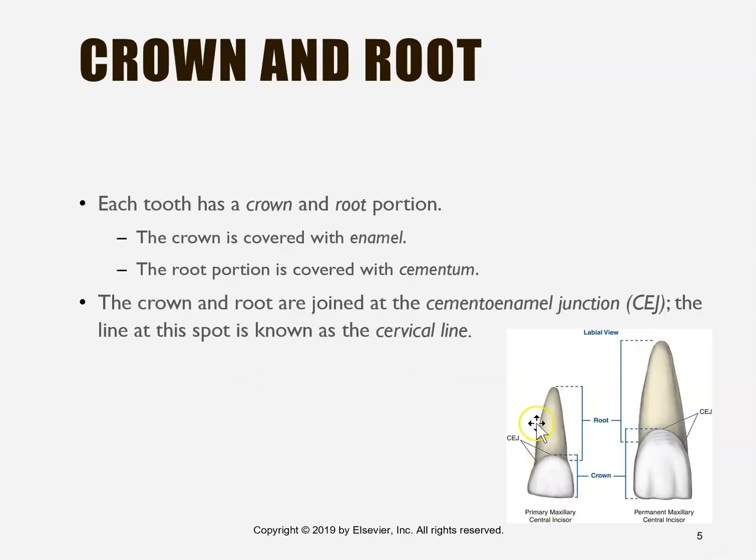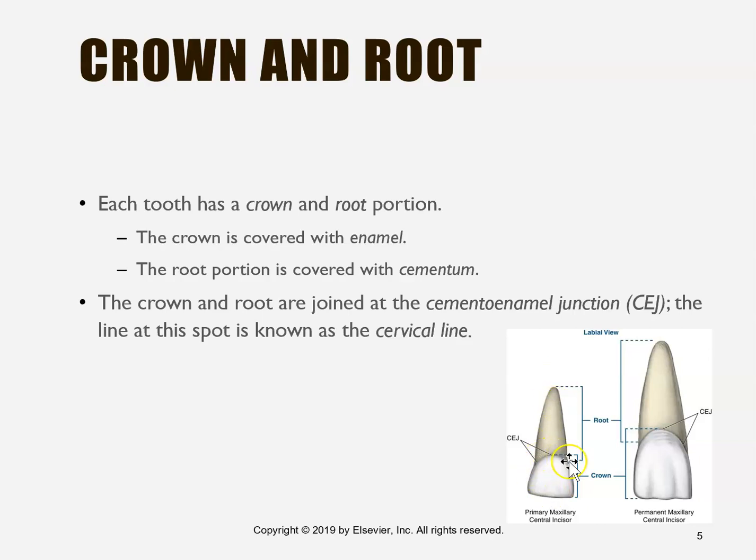Here is the crown, here is the root. Again, crown, root. And when you look at the crown, it's covered with enamel. So the white is enamel. The root is covered with cementum. So the yellow part could be cementum that's covering the root.